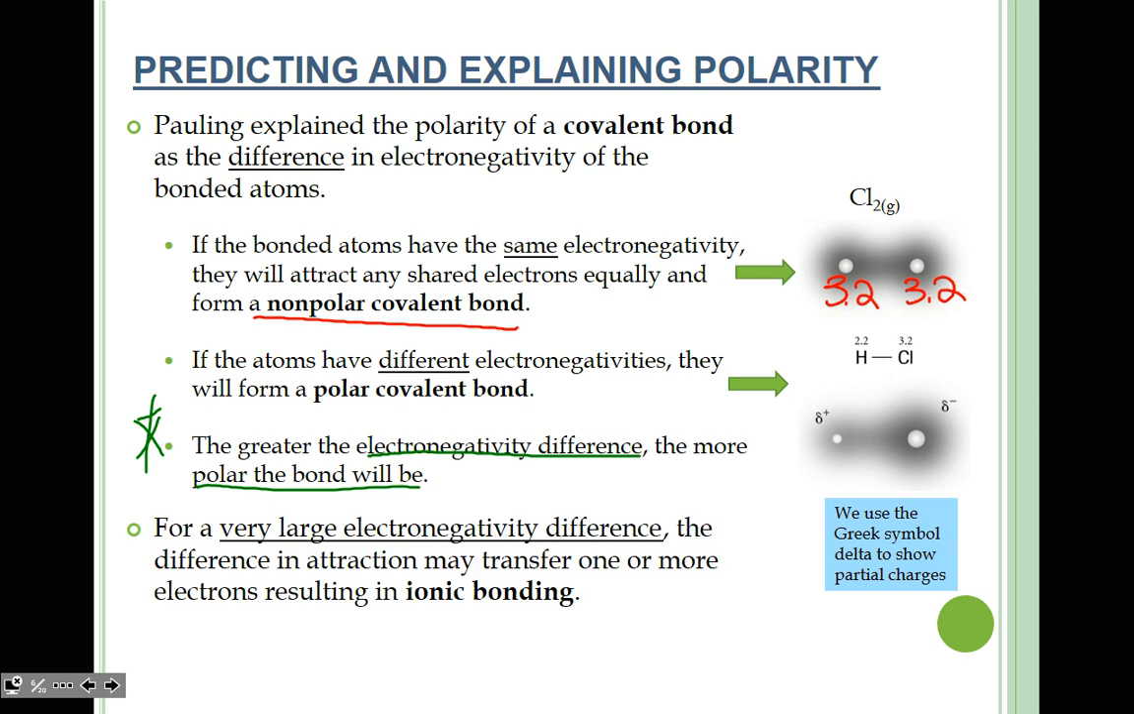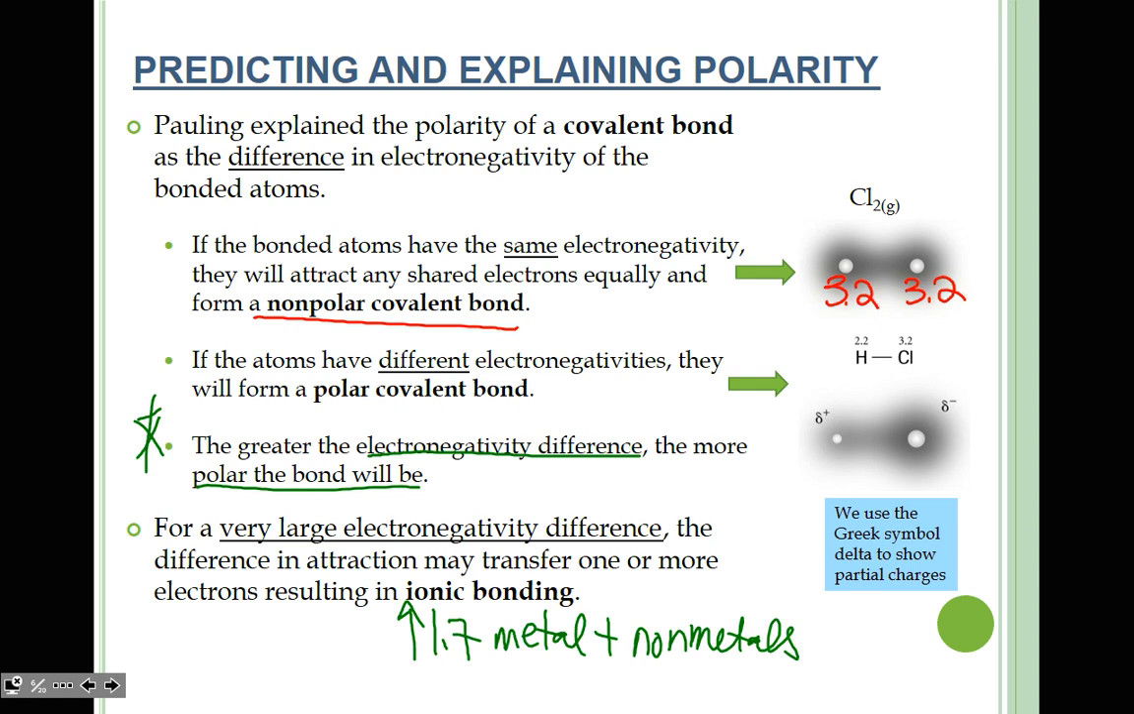And for a very large electronegativity difference, the difference in attraction may transfer one or more electrons, resulting in an ionic bond. Typically, the EN difference is going to be higher than 1.7, not always, but how do you know it's going to be ionic? It's because when you have a metal plus a nonmetal, we know that nonmetals typically have higher EN numbers than metals, so the metals are always going to lose their electrons to the nonmetals.